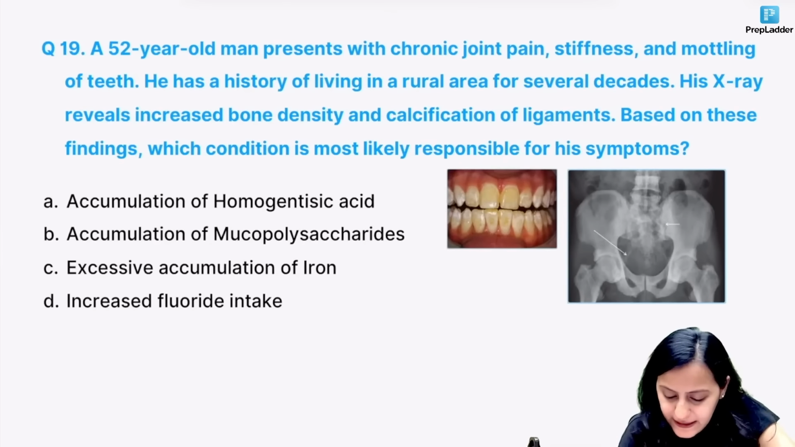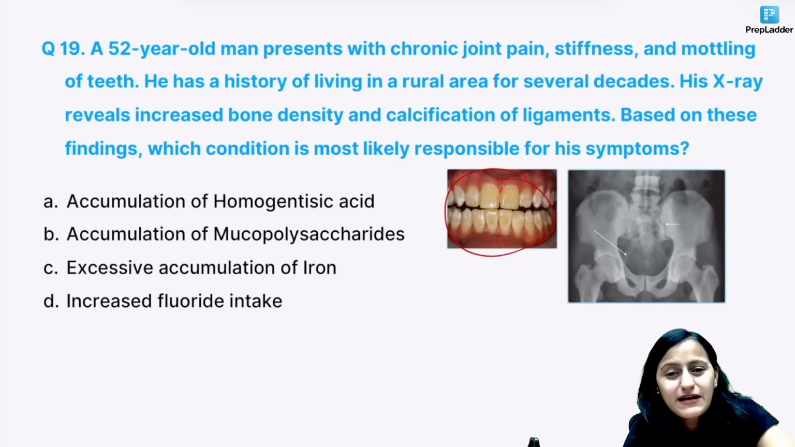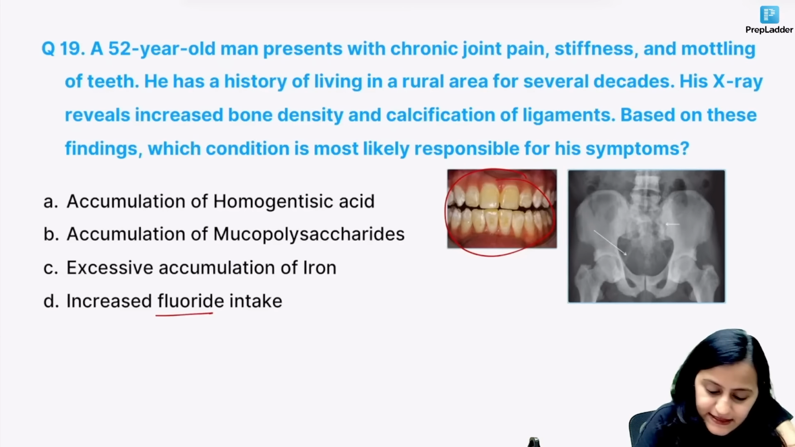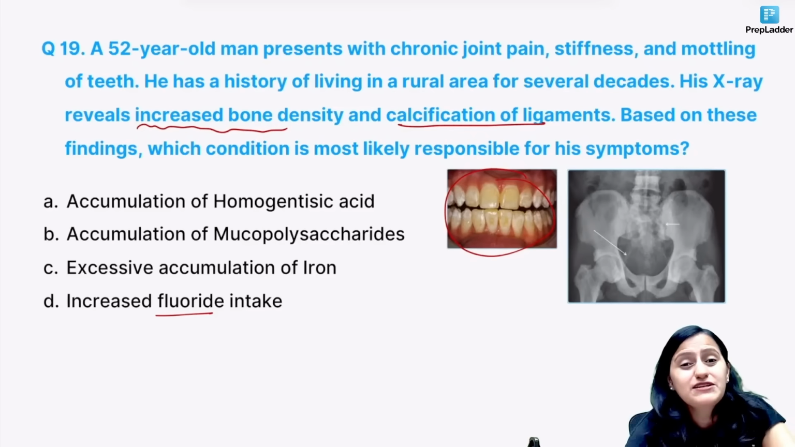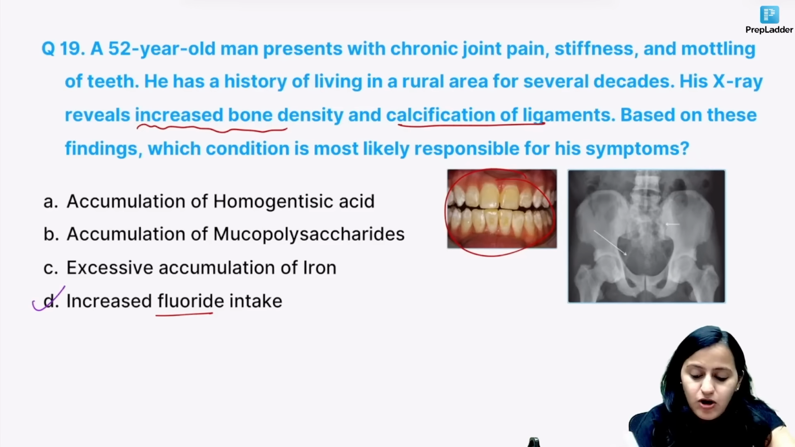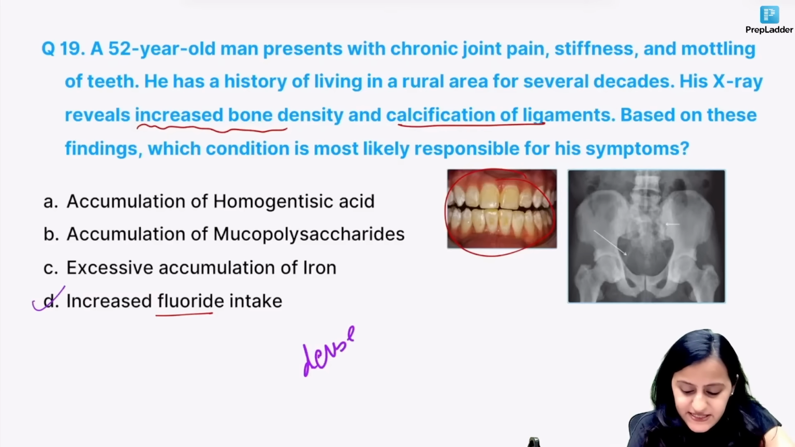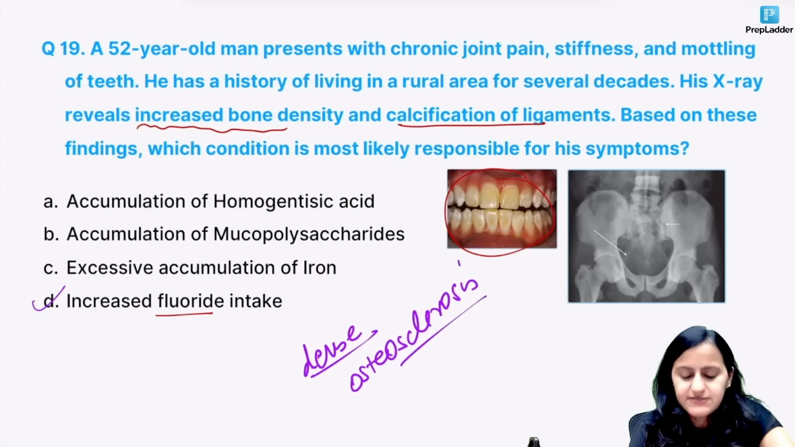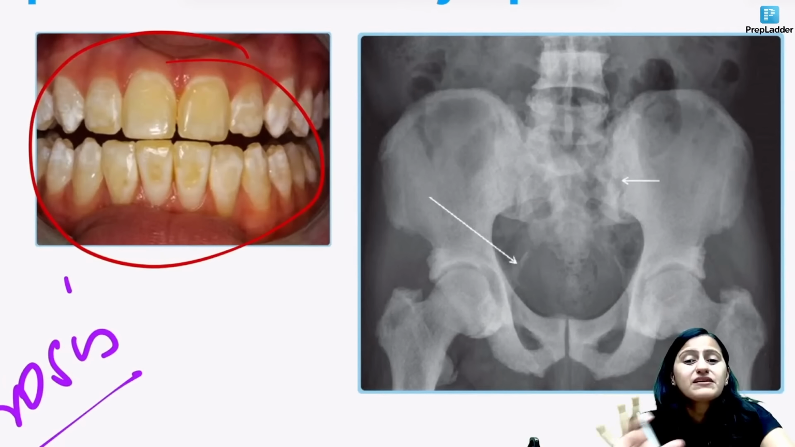Next one. Look at this clinical image, the dental mottling that you are seeing. From that itself, you can make a diagnosis that this is fluorosis. There is increased bone density, there is calcification of ligaments already mentioned. So all of this is fluorosis. Remember, fluorosis causes diffuse osteosclerosis. It causes dense bones. That is osteosclerosis. Look at the pelvis, how the bones are appearing very dense.